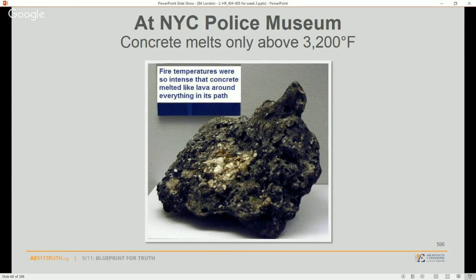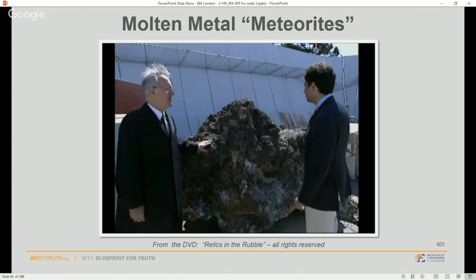3,000 degrees it takes concrete to begin to melt. 3,200. Wow. Well, what else melted? A lot of meteorites, they call them. They're pulled up from deep in the pile.